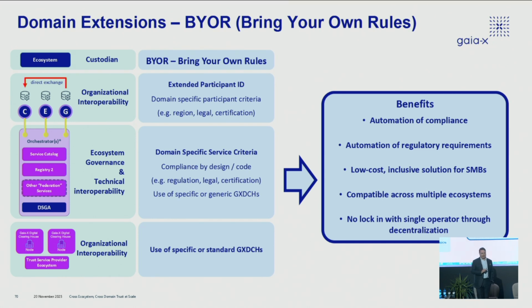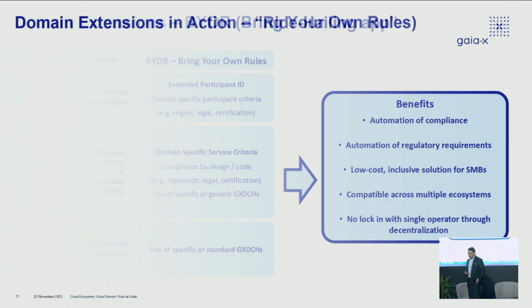So we can do automation of compliance, we can do automation of regulatory requirements. We have a low-cost, inclusive solution for SMBs, and we heard that several times today. Efficient is only if it's available for SMBs. We are compatible across multiple ecosystems, and most important, there is no lock-in with a single operator through decentralization, because this is the only way you guarantee a market. If you don't create a market, those solutions are very dangerous from a risk perspective, because they would tie you into a single source of truth, and that single source of truth basically is market dominance. That's monopoly.